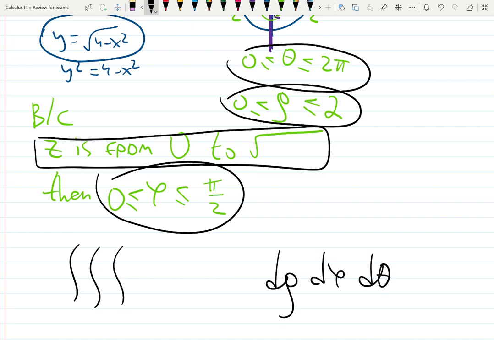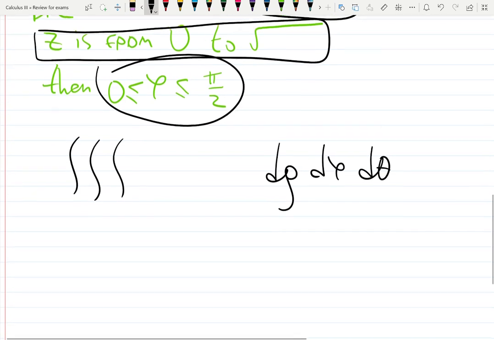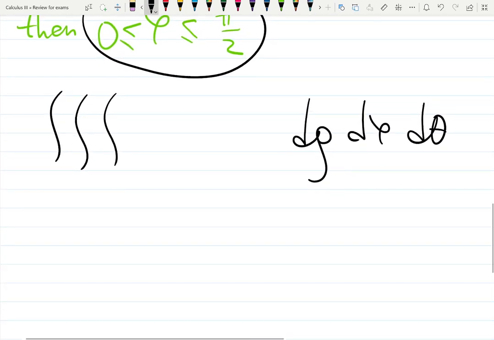You choose, but we're going to give you multiple choice, so you have to choose from the list. Let's finish just a second. Theta is from 0 to 2 pi. Phi we chose from 0 to pi over 2 halfway through, and rho is from 0 to 2.